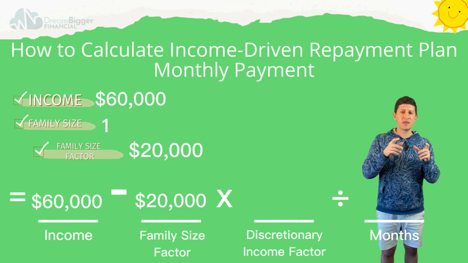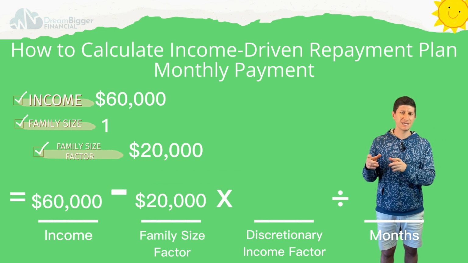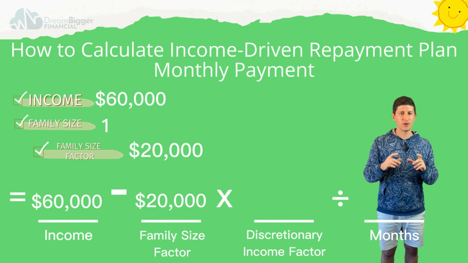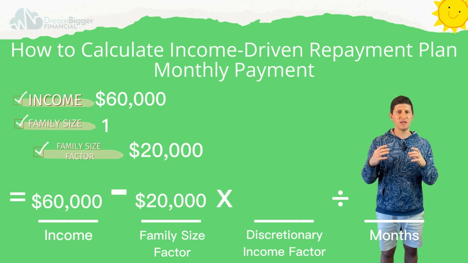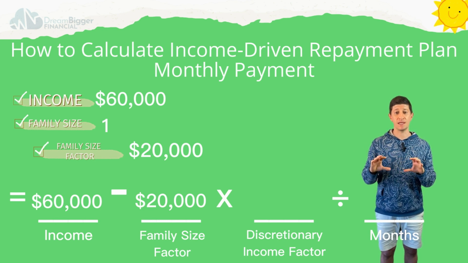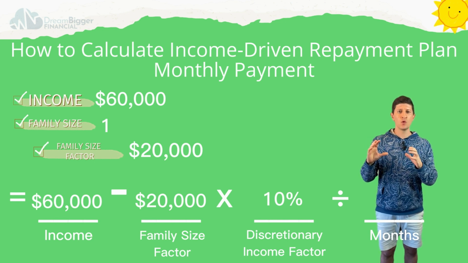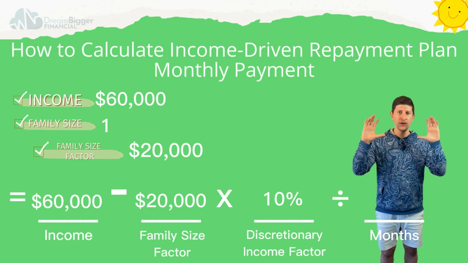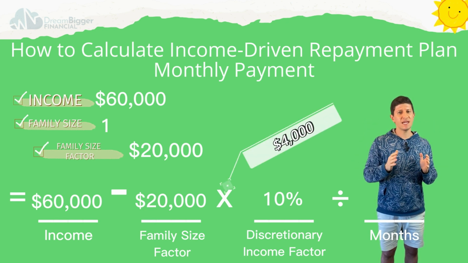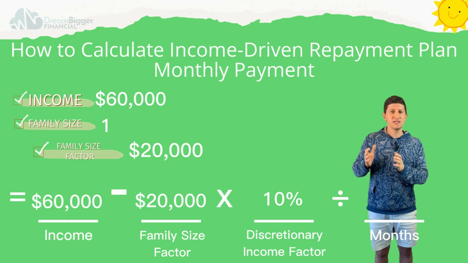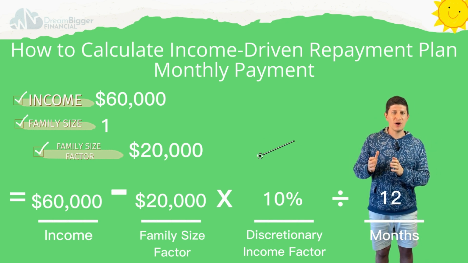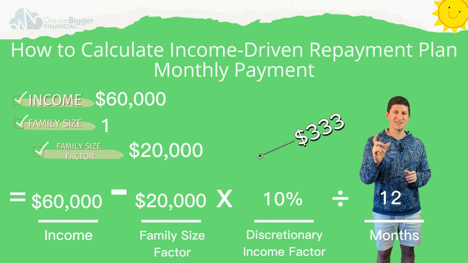Then if we multiply that by our discretionary income factor, and this is a number that's determined based on the income-driven repayment plan you are in, but in most situations, you will be at 10%. So if you multiply 40,000 by 10%, we are now getting an annual student loan payment of $4,000. If we take that number and divide it by 12 months, we now have a monthly student loan payment of $333.